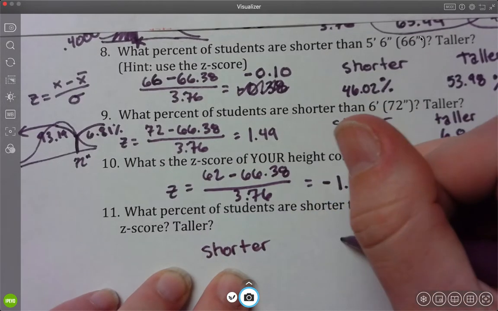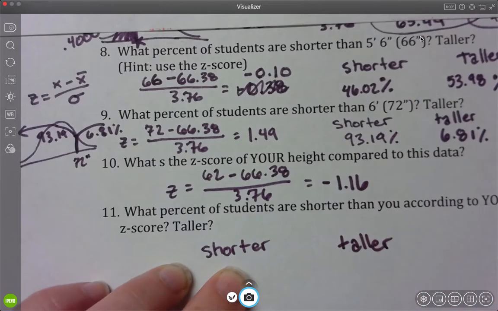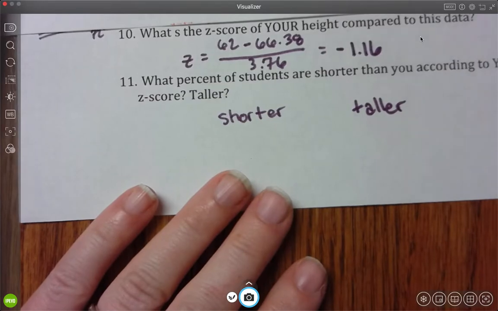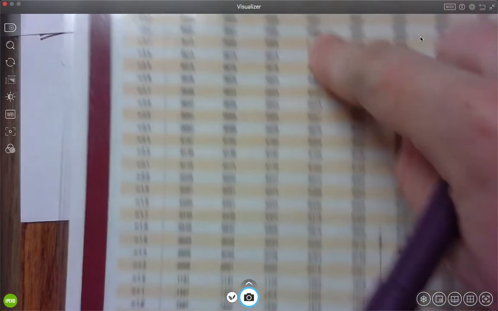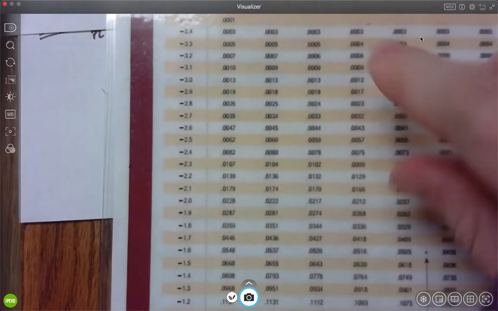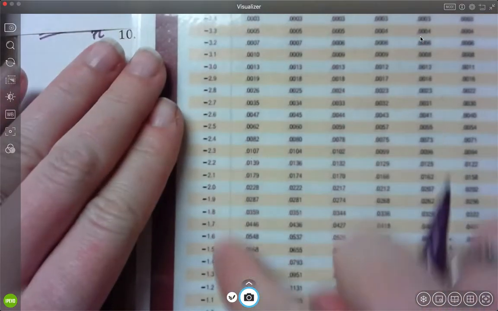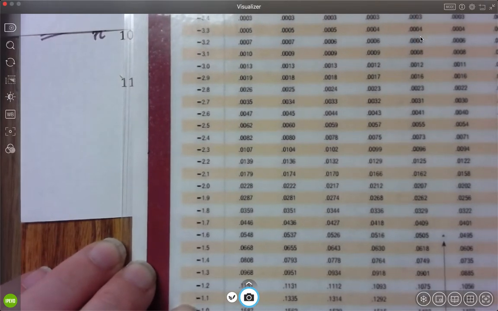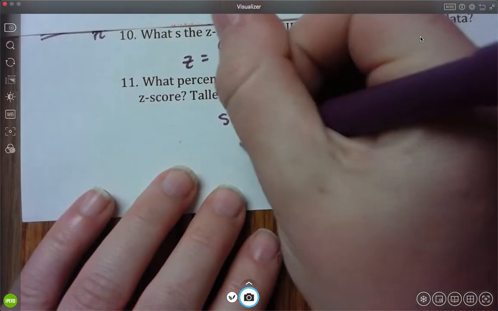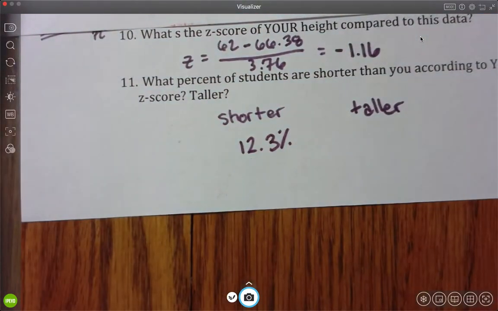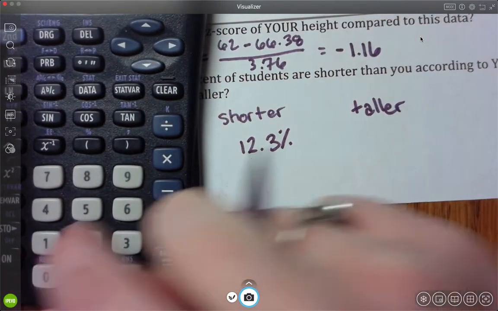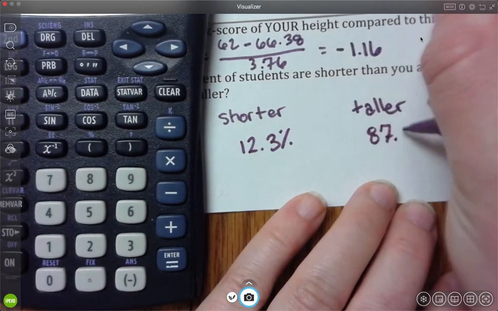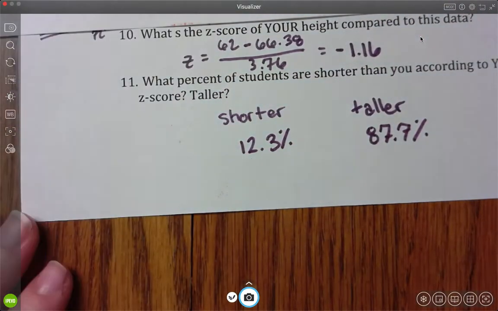Then, percent of students that are shorter than me. There's not going to be a lot of students that are shorter than me. What percent of students are taller than me? So I look up the negative 1.16 on the negative side, because mine's negative, yours might be positive. 1.16, so I have 12.3%. Woo! 12.3% of all students are shorter than me. So that means that 87.7% of all students are taller than me, according to this data.